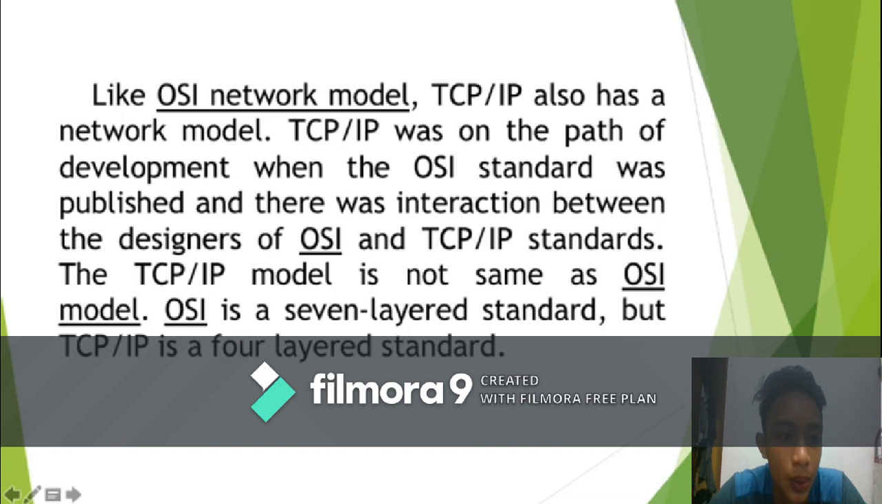And the last layer is the network access layer. It is the first layer of the 4-layer TCP/IP model. It defines details of how data is physically sent through the network, including how bits are electrically or optically signaled by hardware devices.